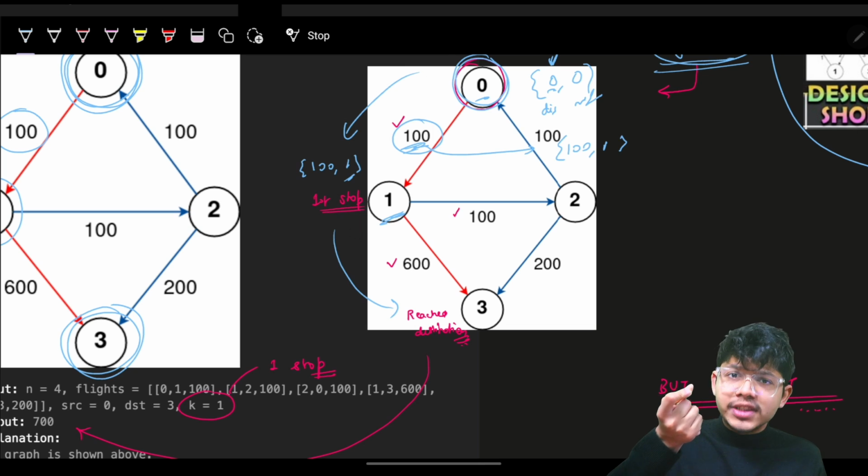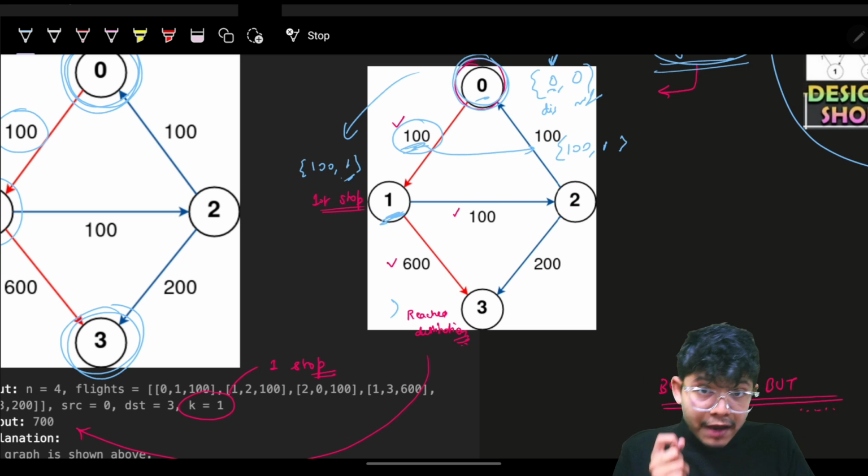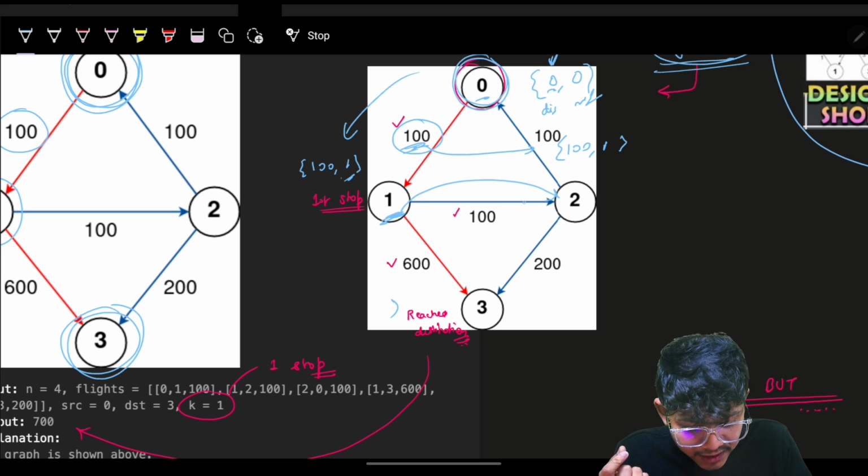So I can do 1 more step, right? Because I have done 1 stop and lastly I can do 1 more step. So ultimately, if I want to do 1 more step, I know I have 2 options. Either I can go here or here.